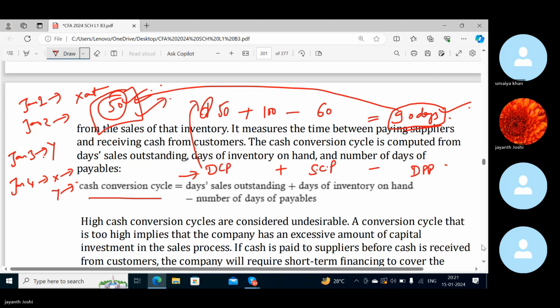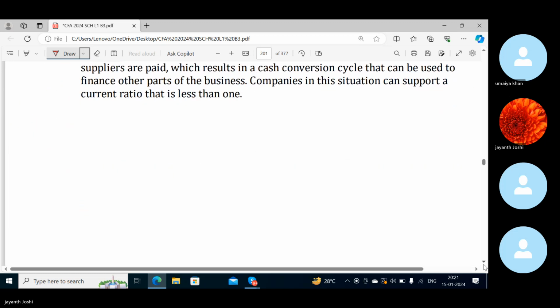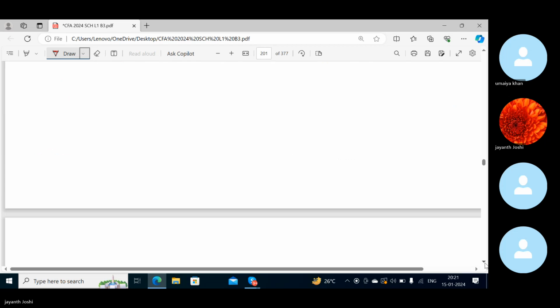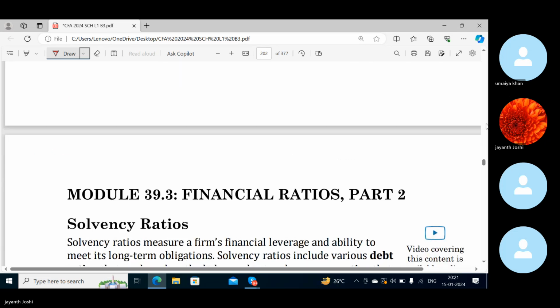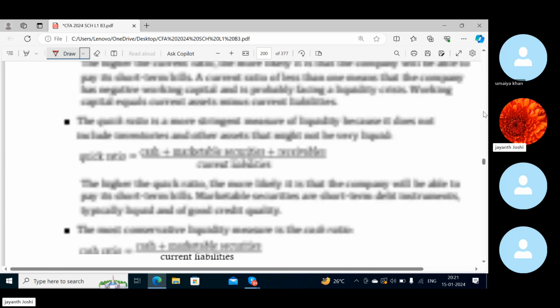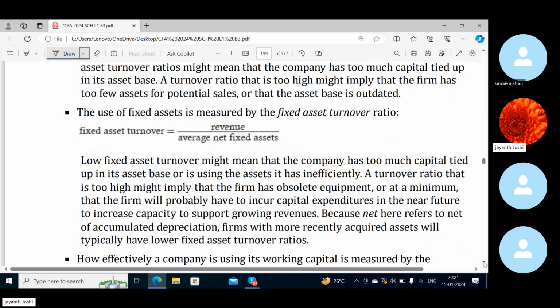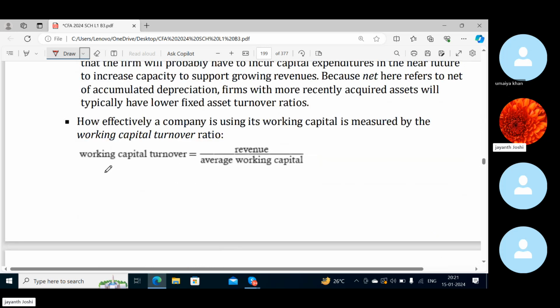Now, so we are done with this entire topic, financial ratios 1, part 1. We are moving into financial ratios 2, but before going into that, we will go for this particular ratio, working capital turnover. So what is the formula for working capital turnover ratio?